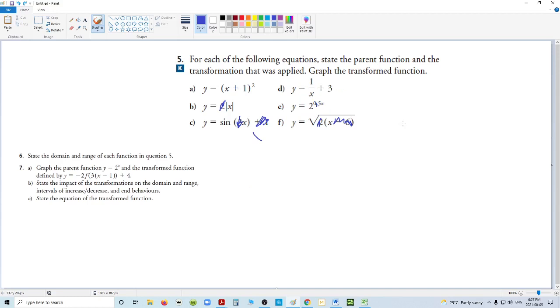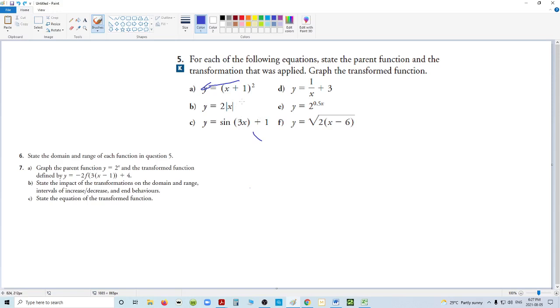What are the transformations? Let's identify them. This is affecting the x. It's inside the bracket, so it's not moving everything to the right by 1, it's moving everything to the left. So the entire graph transforms left by 1. You would take your normal parabola and whatever your parent points are, you would just subtract 1 from all the x values and graph it that way. Your teacher's definitely going to want you to graph.